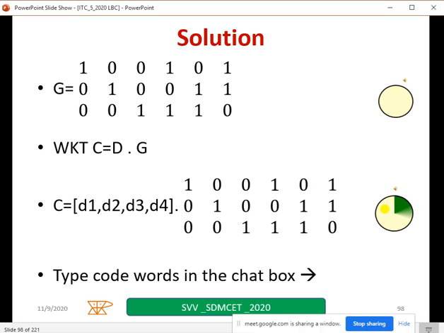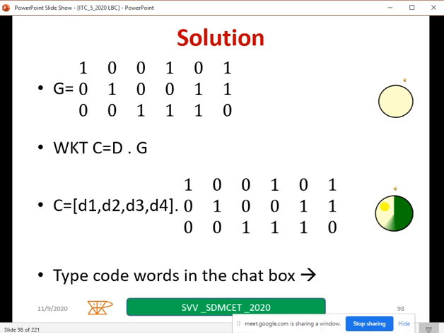Devraj, Vidya, Suhasini, Mishri Koti, 010011. Rohan, 111000. Rohan has typed 111010. Adnya, 111000, correct. Most of the students are getting the correct answer. Let me wait for another 10 seconds, then I'll go to the next slide. Rohan, Shilpa, Jaisurya have typed 111000, okay.